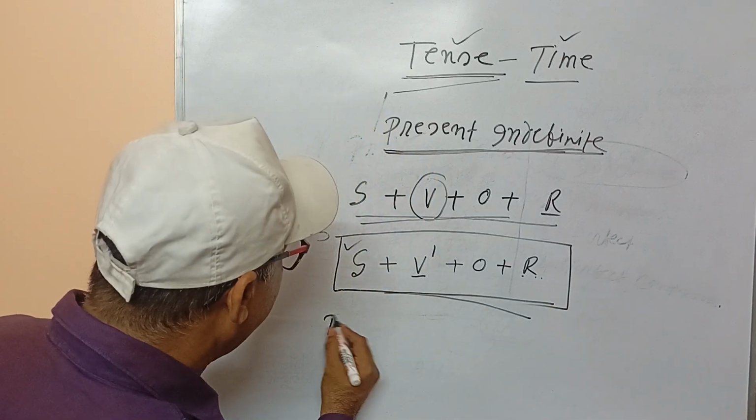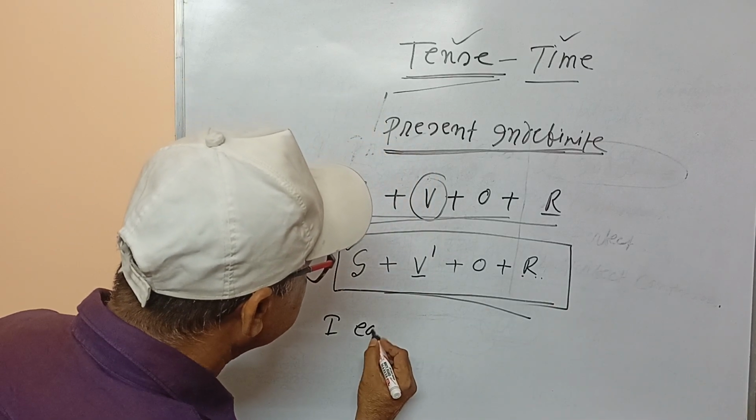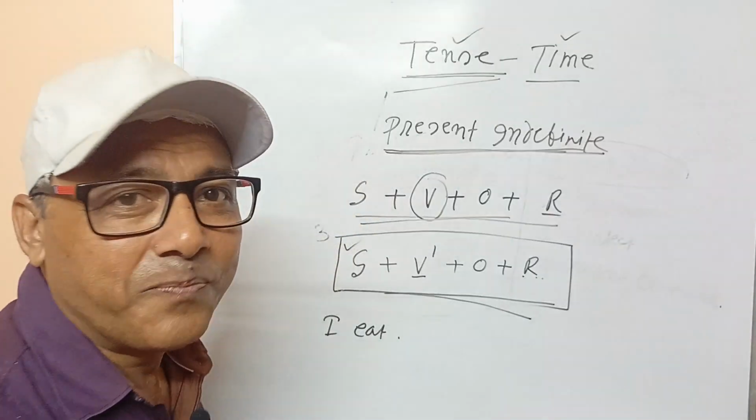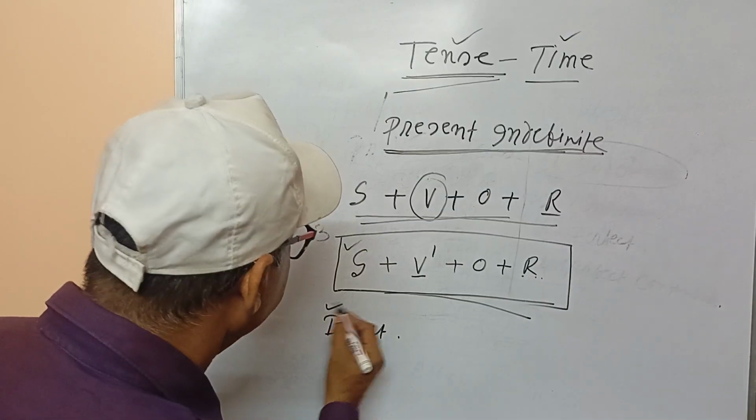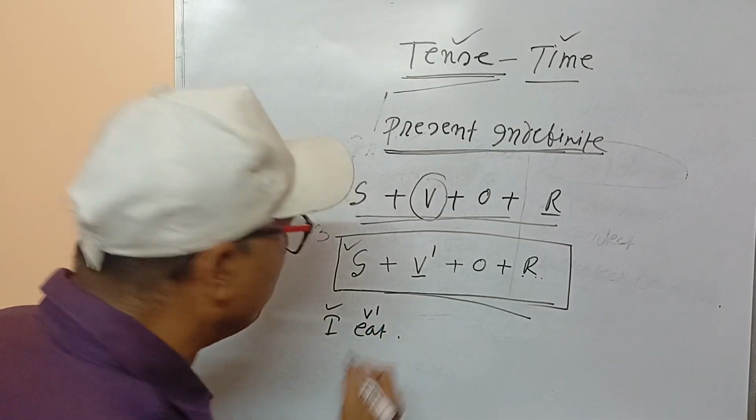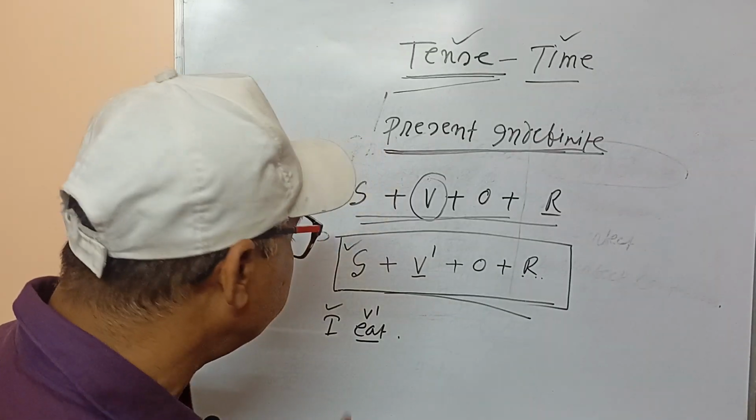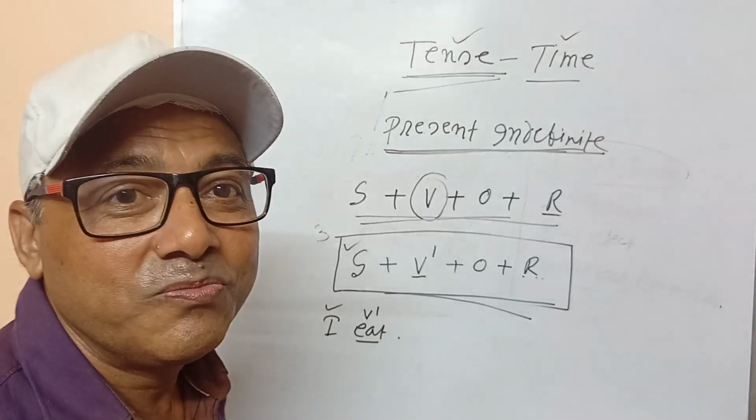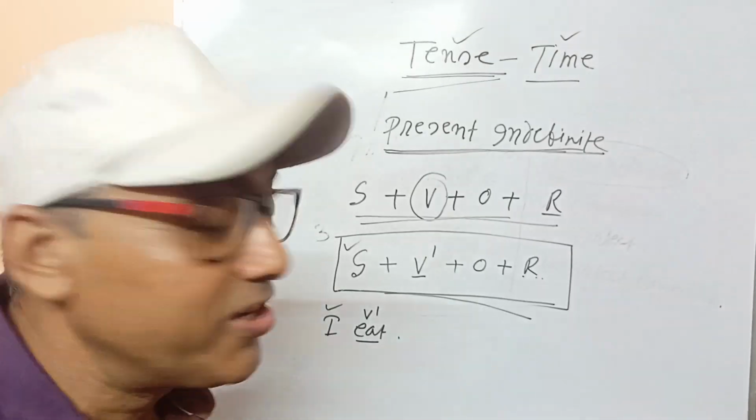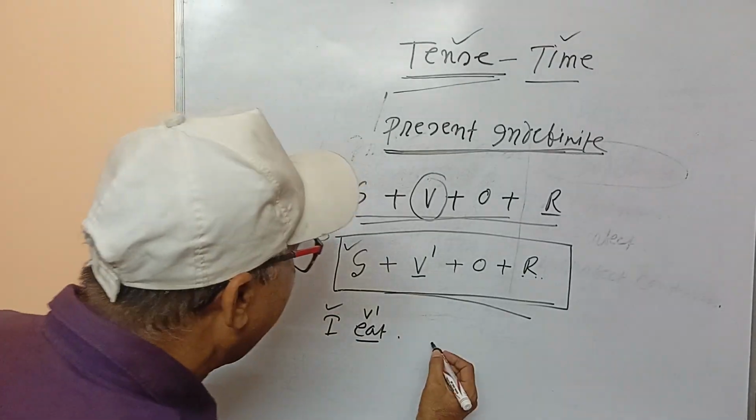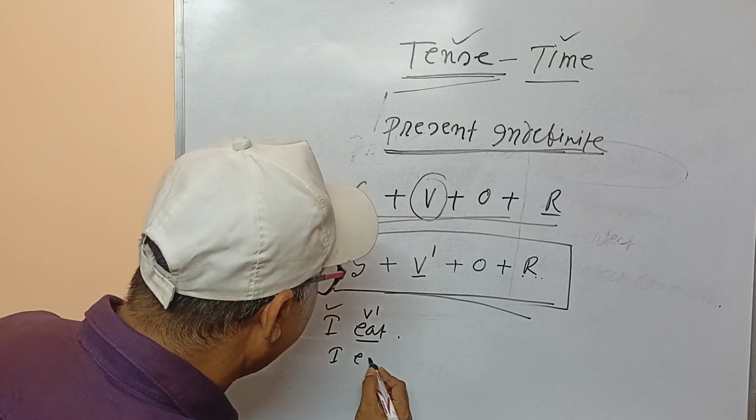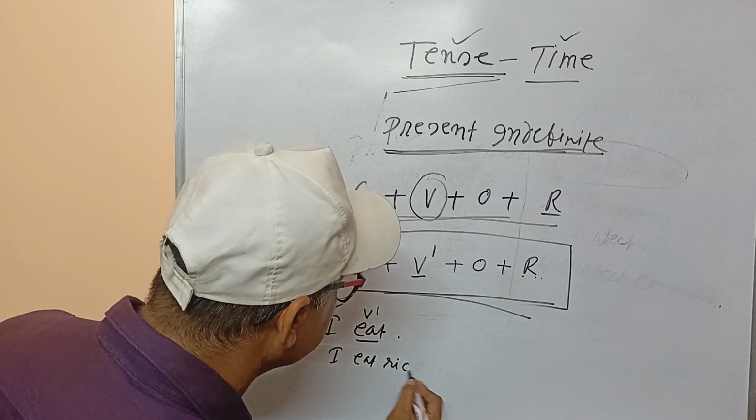For example, I eat. See, it is present indefinite because I have taken subject and verb one. I have taken eat, ate, eaten. So first form I have taken. There is no object, so I have not written here object. But I eat rice. See, I eat rice.